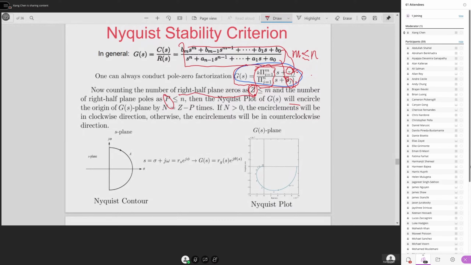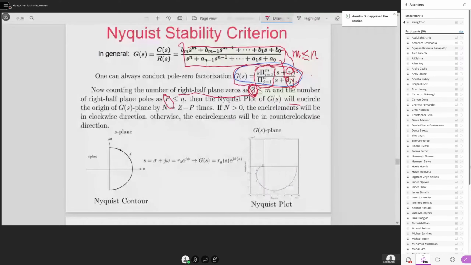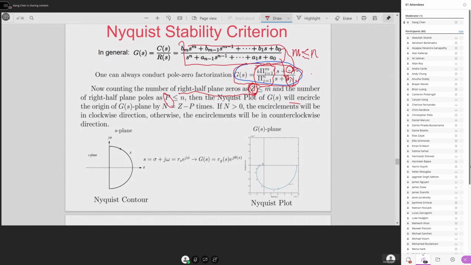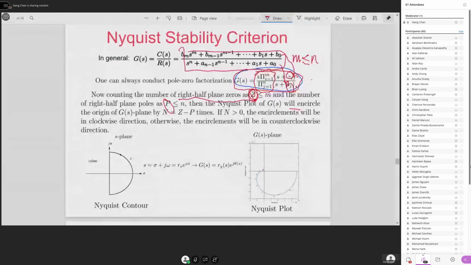Okay, then you're going to see that each right half plane zero is going to contribute positive 1. So you have Z right half plane zeros. So the contribution is what? It's just equal to Z, because each one counts 1, and the number of right half plane zeros is capital Z.